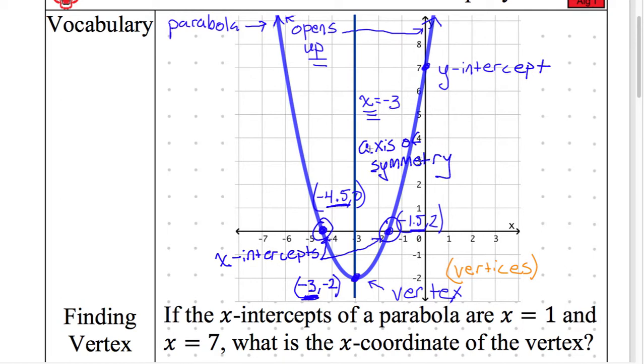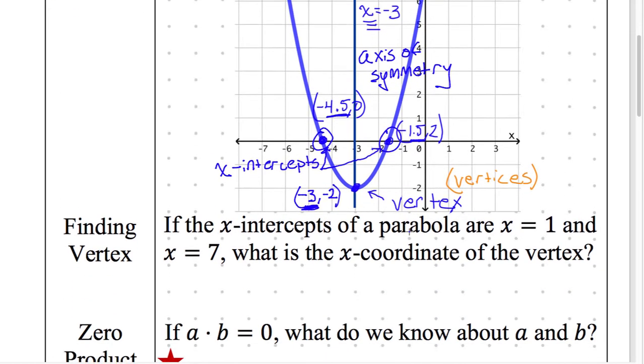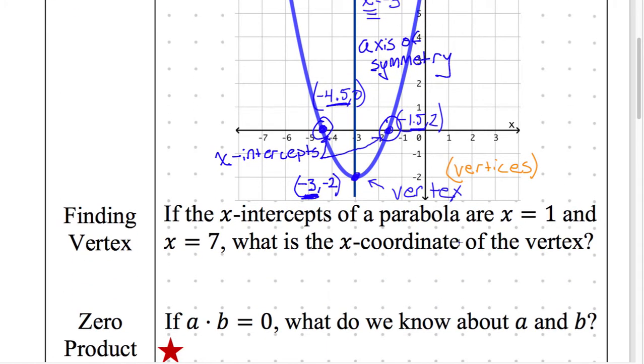This axis of symmetry goes through the vertex. I can figure out that this -3 is halfway between -4.5 and -1.5. So how do I say it's halfway in between 1 and 7? I add them and divide by 2. It's kind of like taking the average. So you're going to add both and then divide by 2.